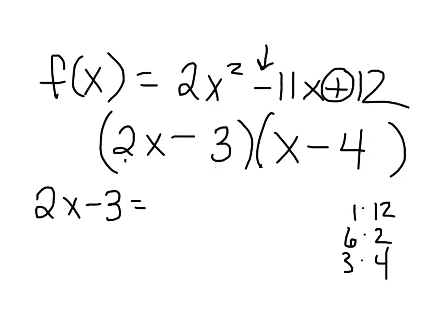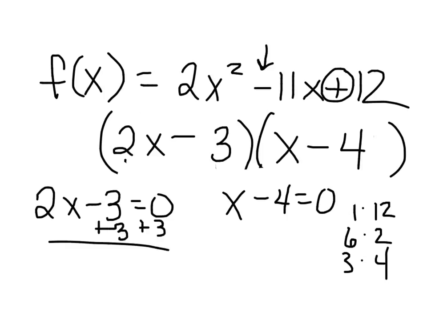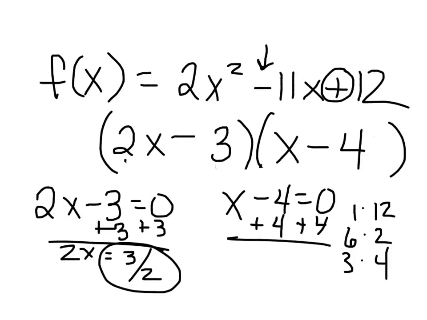So then, 2x minus 3 equals 0. X minus 4 equals 0. How do I solve the first one? Add 3 and then what? Divide by 2. So the first one's 3 halves. What do I get for the second one? Add 4. X equals 4. What do you guys think?